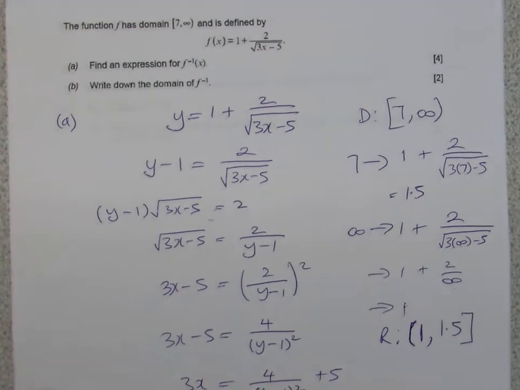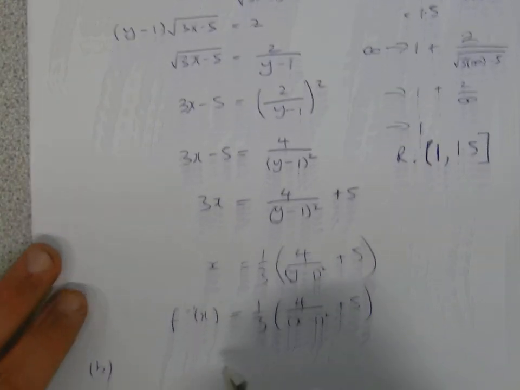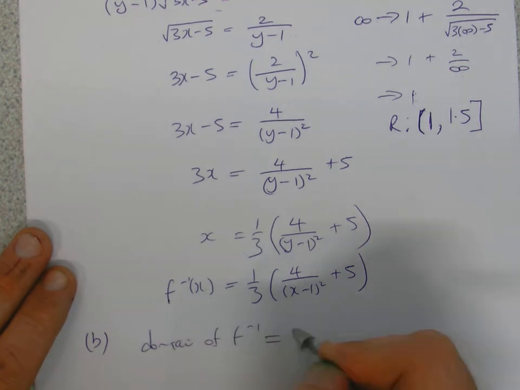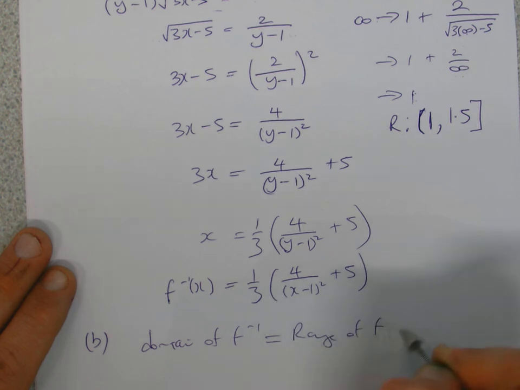So then when it comes to working out the domain of f to the minus 1, that is equal to the range of f, which is quite simply 1 to 1.5.